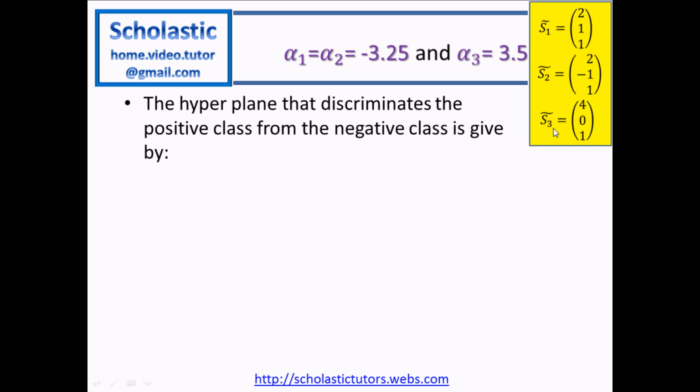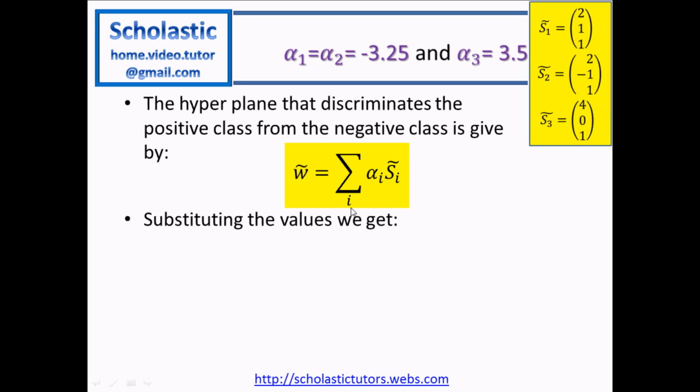And from the theory again, we have a definition for the hyperplane. Basically, we call the boundary between the two classes the hyperplane that discriminates the positive class from the negative class. So this is a very important equation where W is the equation for the hyperplane. W tilde is equal to sigma of alpha i times Si tilde. Basically, you multiply all the alphas with the corresponding support vector and add them up over i. So there are three vectors in this case.